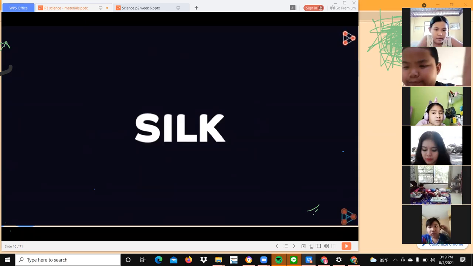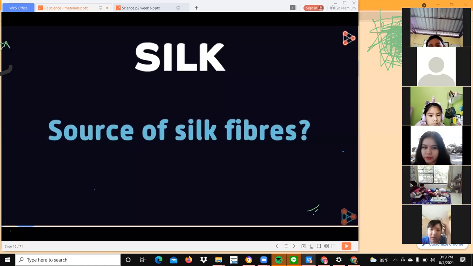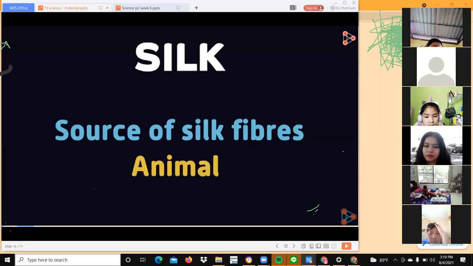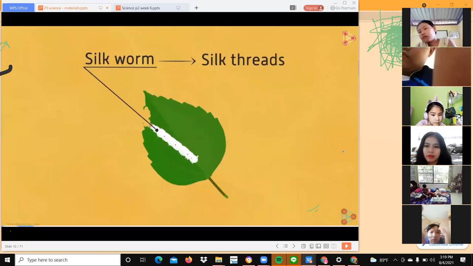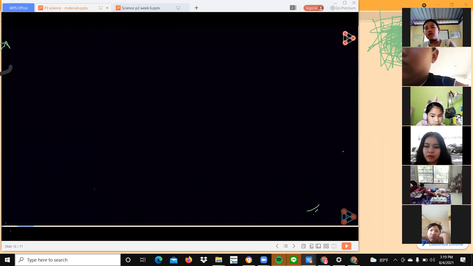To start with, can you tell me the source of silk fibers? Is it a plant or any animal? Animal. It's an animal. This small worm called a silkworm. That's a silkworm. But how can we get threads from such tiny creatures? And how many threads can this little one give us? Let's get to know the complete process by understanding the silkworm's life cycle.